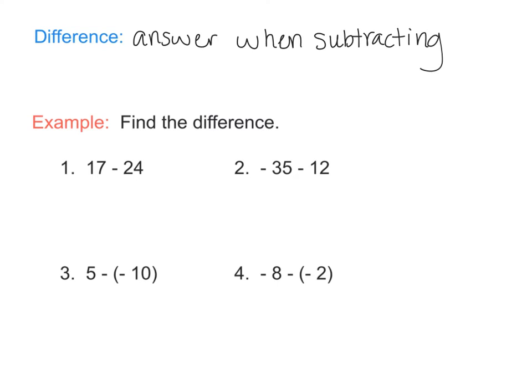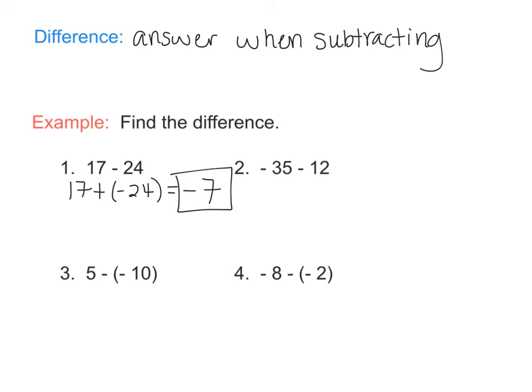And another way that you can think about these problems is to rewrite them as an addition problem using the subtraction sign as a negative symbol. So if we think about this as an addition problem, we've got 17 and 24. The absolute value of 24 is larger, so that means that our answer should be negative. And then we subtract those digits. So 24 minus 17 is going to give us -7 as an answer.